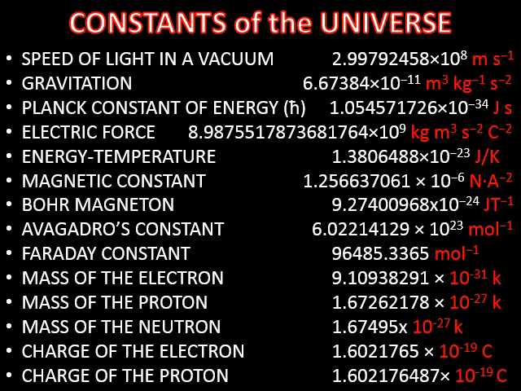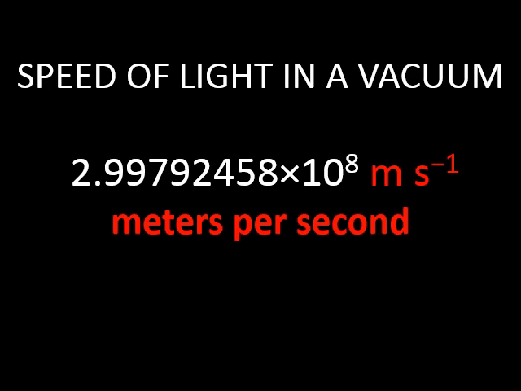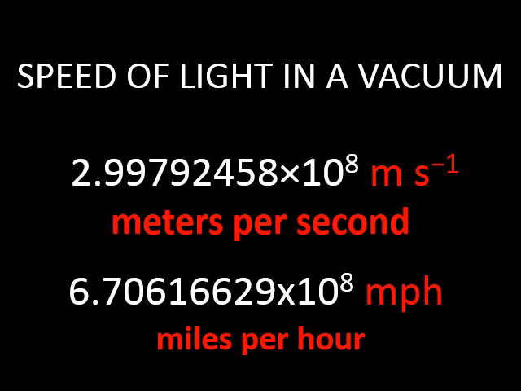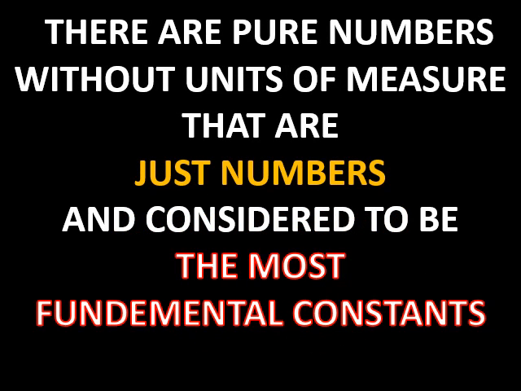Well, these numbers on this particular screen all carry units of measure. And of course, if the units of measure were different, then the numbers would change. For example, speed of light in a vacuum in this particular number is measured in meters per second. But if we measured in miles per hour, we'd get a totally different number. But there are some pure numbers out there that are just numbers. They carry no units of measure, and they don't change regardless of which formula or system they pop up in.